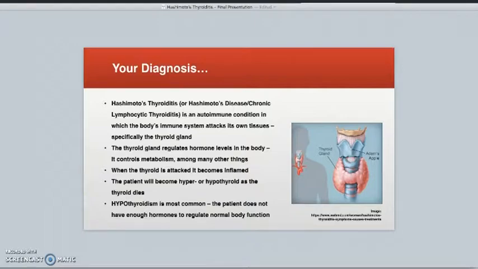So typically this will throw the patient into a state of hypothyroidism, where they're not getting enough hormones and they're going to start exhibiting symptoms of hypothyroidism. But typically it will fluctuate between hypo, which is not enough hormone, and hyper, which is actually too much, as the thyroid struggles to regulate itself.